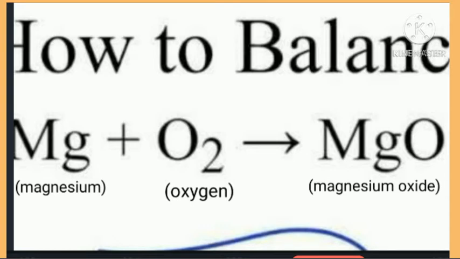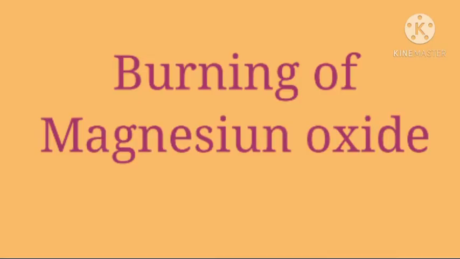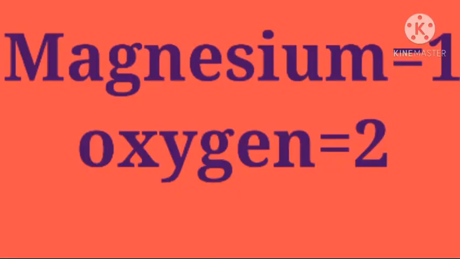Therefore, the skeletal equation is Mg plus O2 forms MgO. Now students, the steps for balancing the chemical equation. Step first, count the number of atoms of each element on either side. So first we have to count the number of atoms on the reactant side and the product side. Both we have to write down.